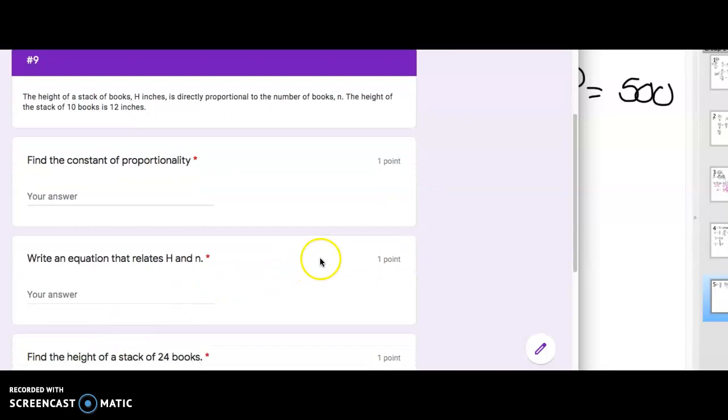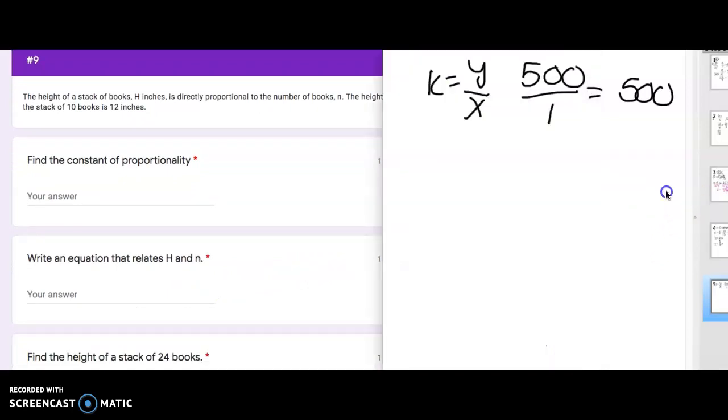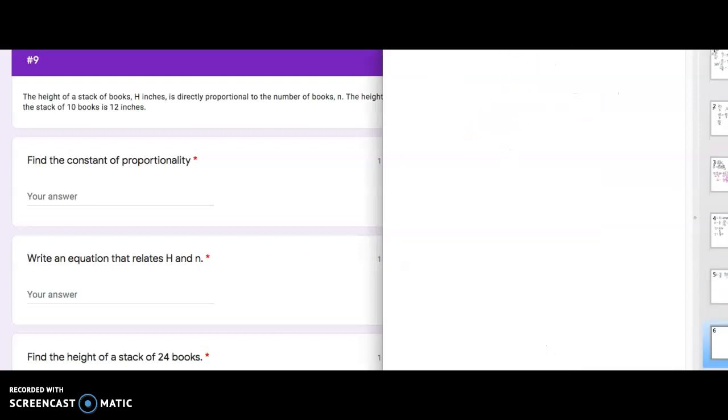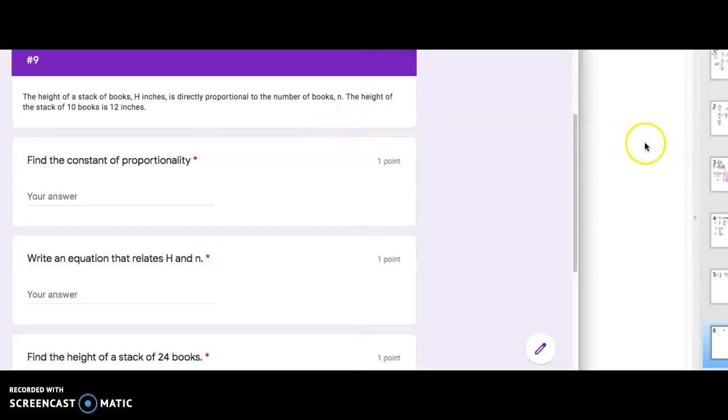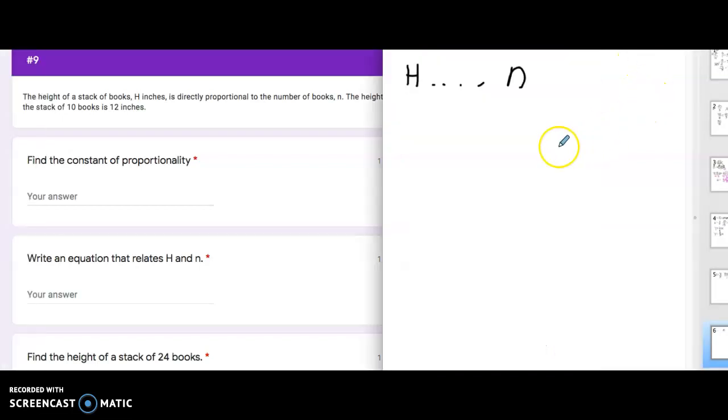Next. All right. The height of a stack of books, h, is directly proportional to the number of books, n. So we have h is directly proportional to n. The height of the stack of 10 books is 12 inches. So here, we want to find the constant. We don't have y and x here. We have h and n. So whichever variable comes first goes on the top. So h goes on the top, n goes on the bottom.